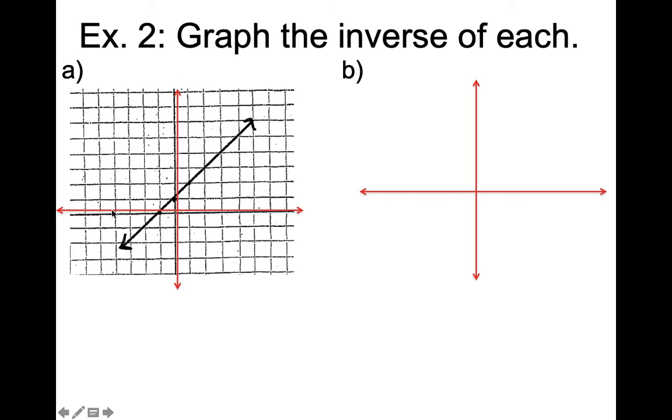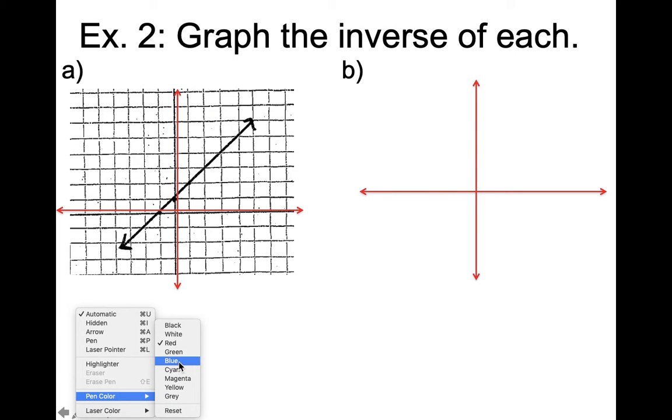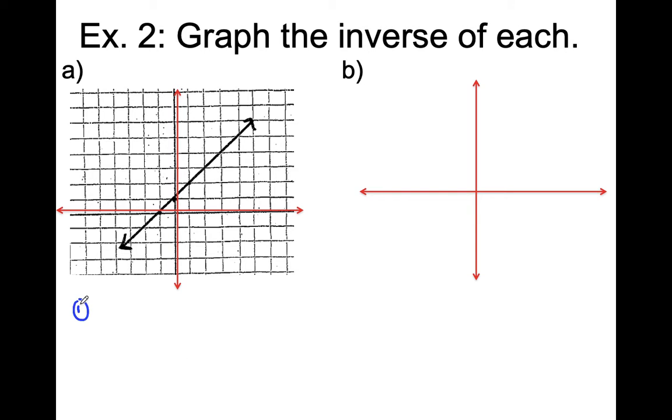So what is graphed right now is the relation. So if I'm going to graph the inverse, your first step would be to find 2 points. And the reason we want to find 2 points is because you need 2 points to graph a line. So one point would be the point (0, 1), and then another point would be the point (-1, 0). So those are points that are on the relation that's given.